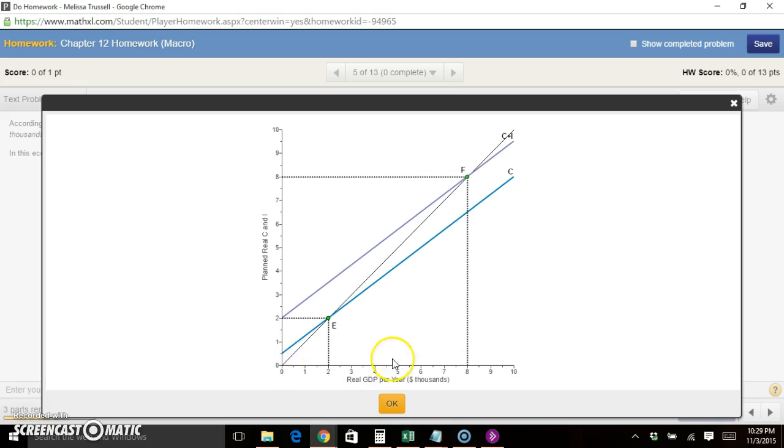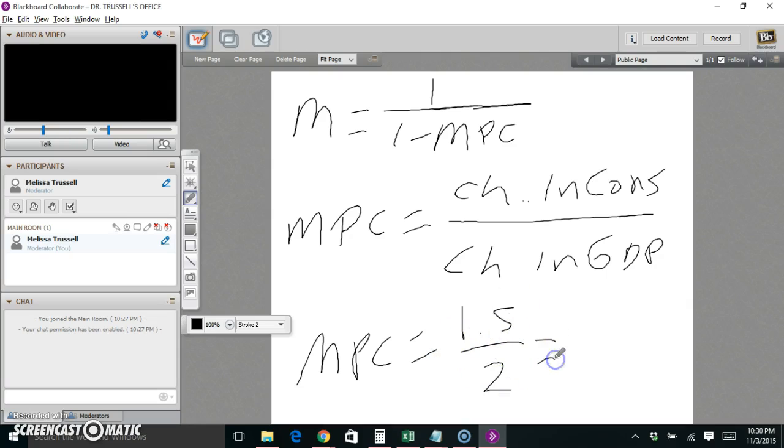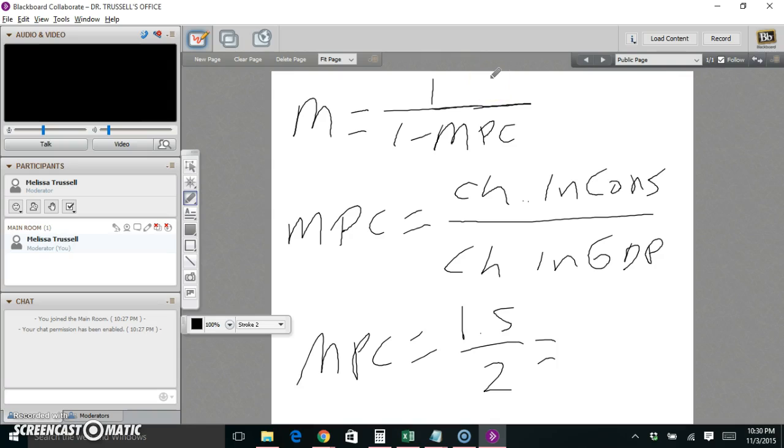And how does GDP change? GDP changes from 0 at this point to 2 at this point that's labeled E. So GDP changes by a value of 2. So our marginal propensity to consume then is the change in consumption, which is 1.5, divided by the change in GDP, which is 2. So we'll come over here. Our MPC equals 1.5 divided by 2, which we can ask our calculator to do this math for us. 1.5 divided by 2, and we get 0.75 as our marginal propensity to consume.